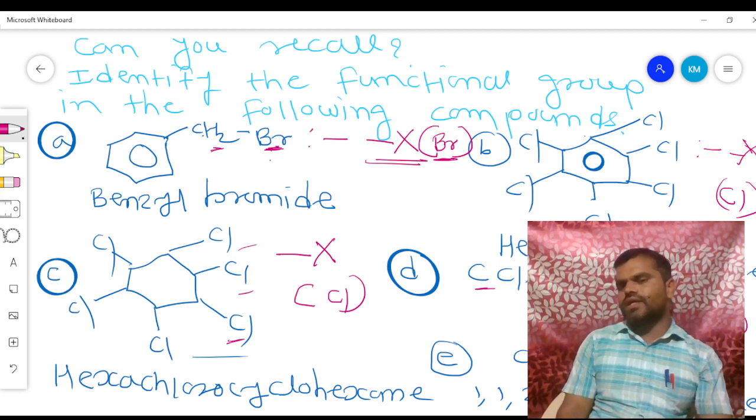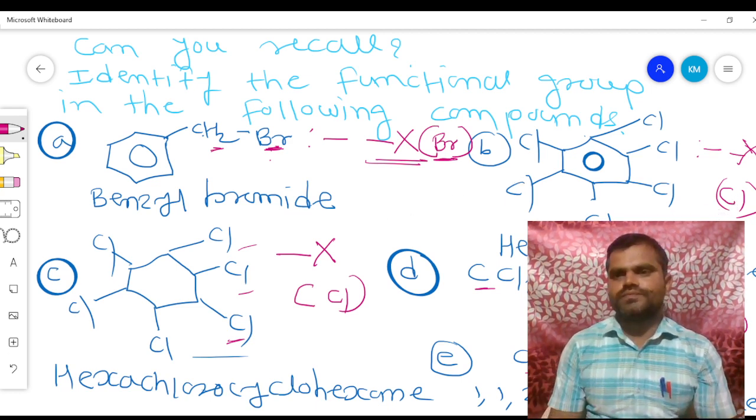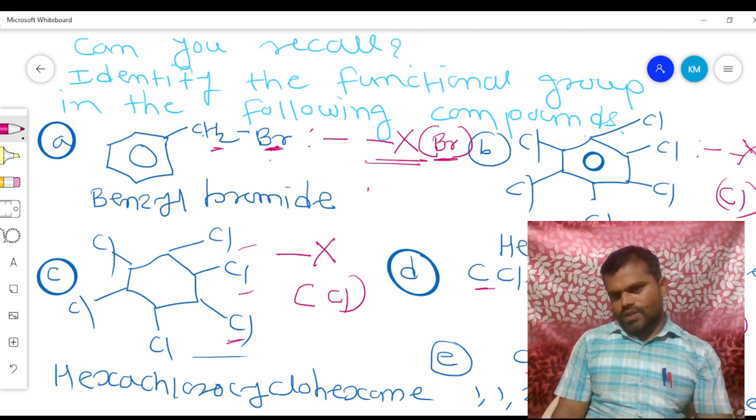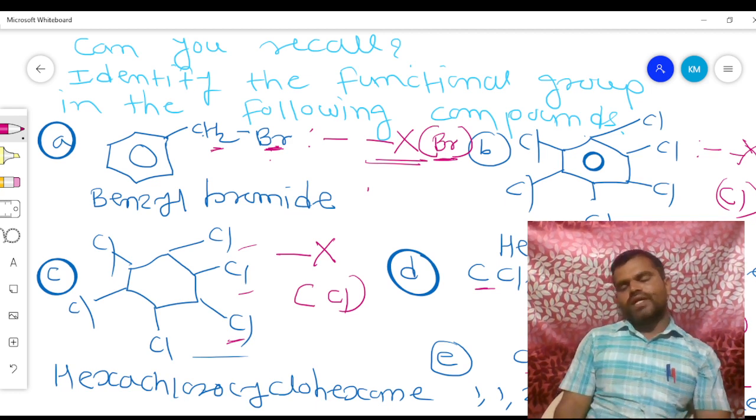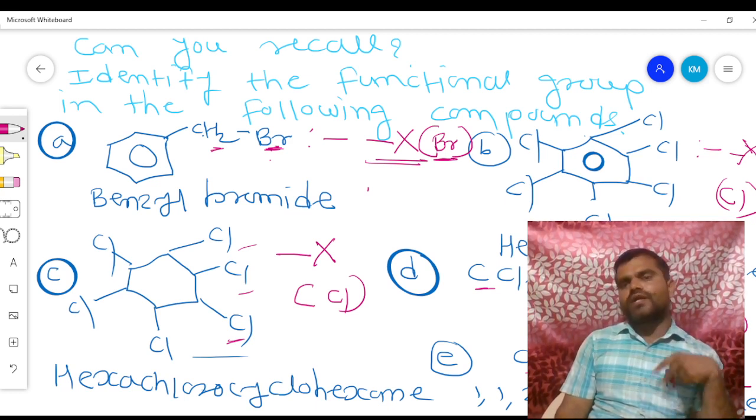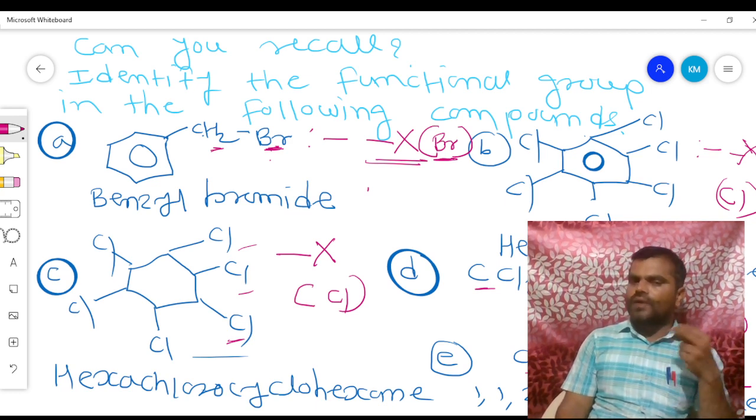What about in this example? Here three halogen atoms get bonded to it. You see here these three Cl atoms are present in this compound, so its functional group is bond X. Okay, in this way we identify which are the functional groups in these compounds.